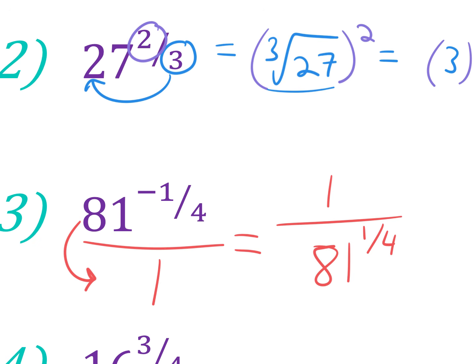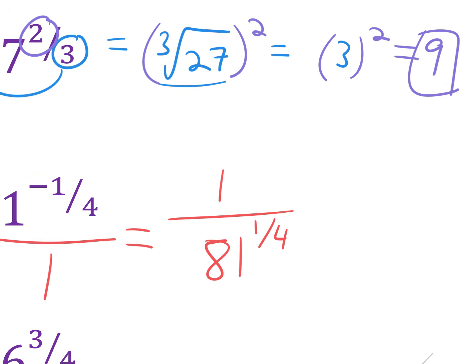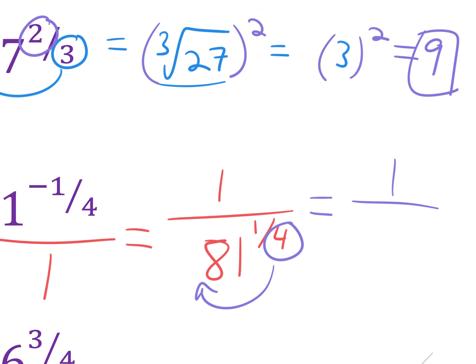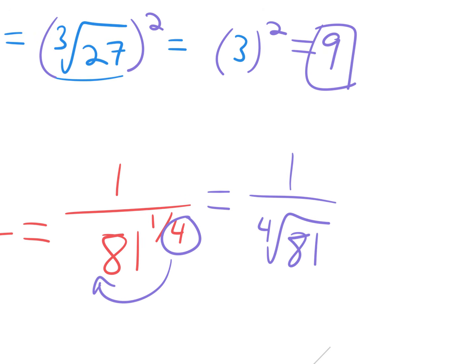And then now we can do what we've been doing and convert this to a radical. Right? What would this look like as a radical? 1 over the square root, or the quadruple root of 81. Okay, good. So we're looking for a number multiplied by itself 4 times that gets you 81. What number is that? 3. Think about it. 3? You guys agree? Yeah, right?